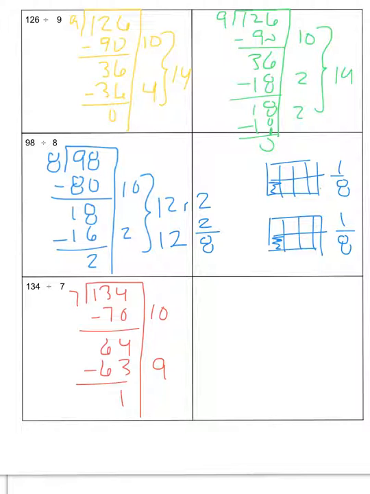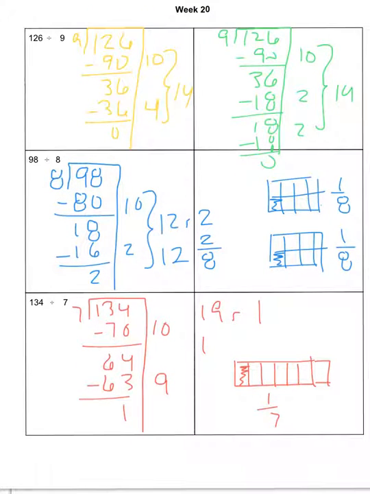So again, it could be 19 remainder 1, or if we were sharing equally, we would be breaking our final piece up into 7 parts. We'd say that each person gets 1/7 of that final piece, so then the answer would be 19 and 1/7. So either way is an option. Okay, so hopefully this is giving you a little more clarity for partial quotients.